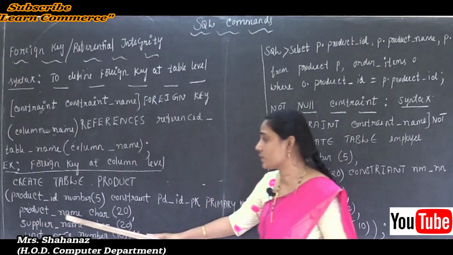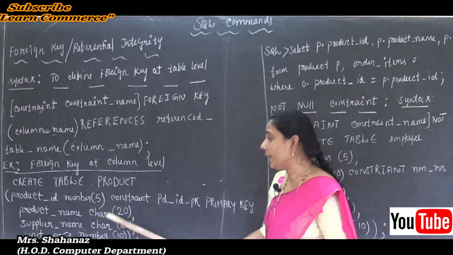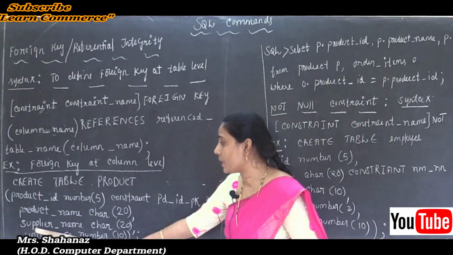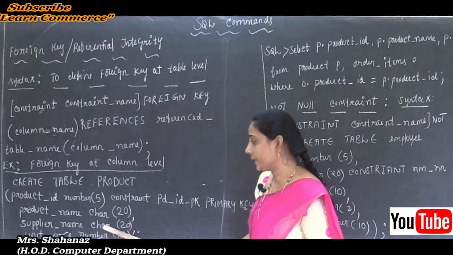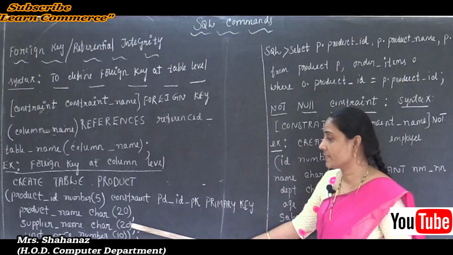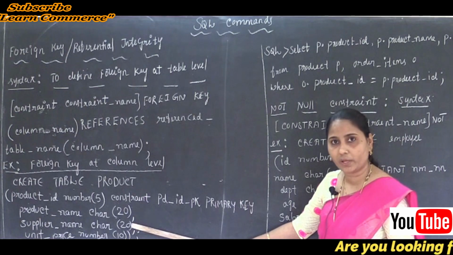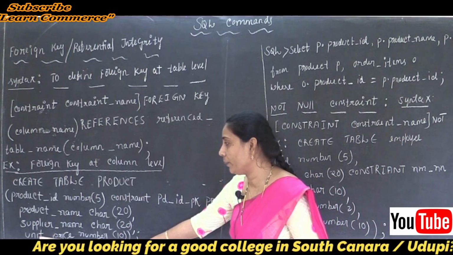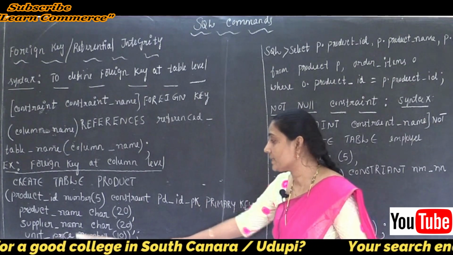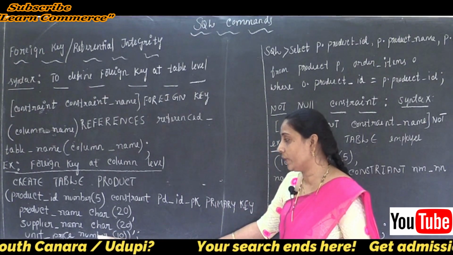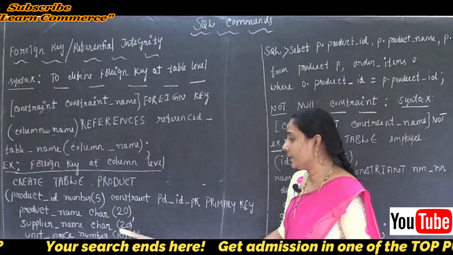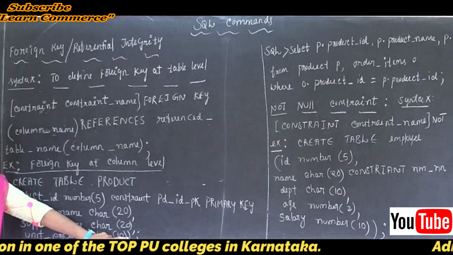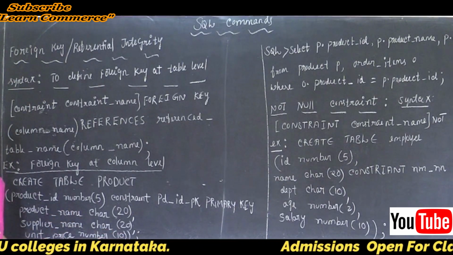And next is product_name, char 20, the second column of the product. The third column is supplier_name, the data type is char and the size is 20, the length of the column. The fourth column is unit_price, the data type is number, and the size is 10. Then I close the parenthesis and put the semicolon.